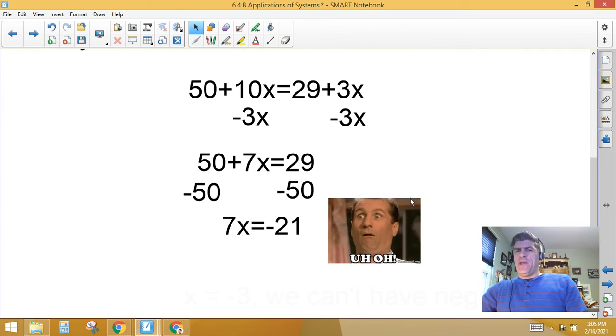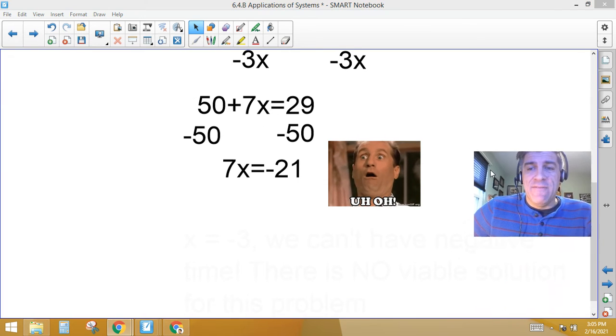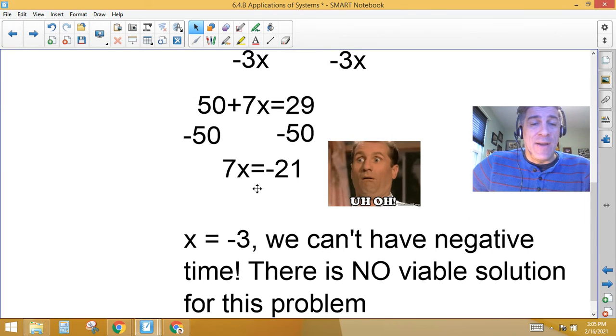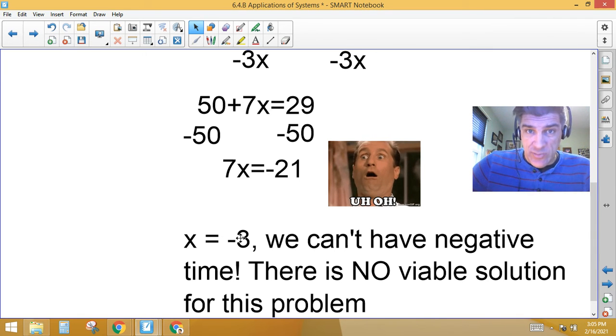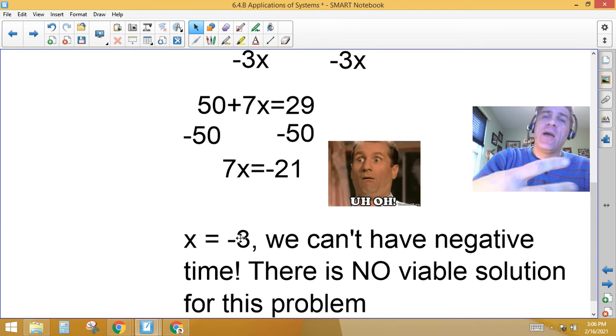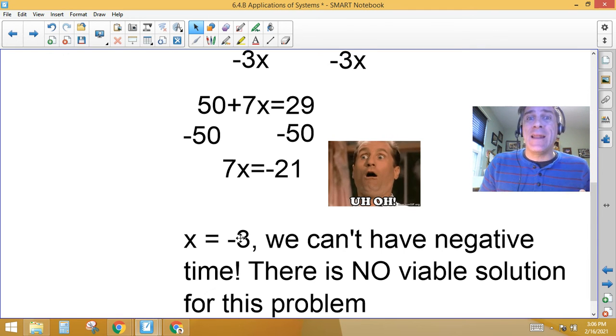Uh-oh. What do you think this big uh-oh is for? Well, once we divide by 7, we get x equals negative 3. We can't have negative time. So that means there's no viable solution for this problem. Technically, it's no solution to this problem because it's a real world problem, but we don't say no solution. It's no viable solution because there is a solution mathematically. It's negative 3 for the time, but negative 3 for the time does not make any sense in context. So again, we say it's no viable solution.